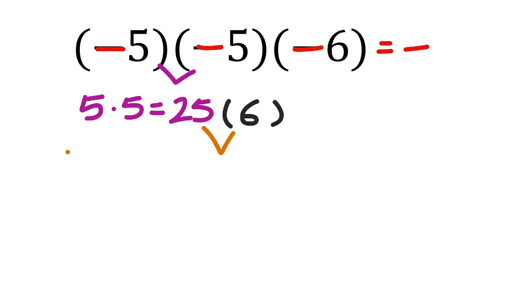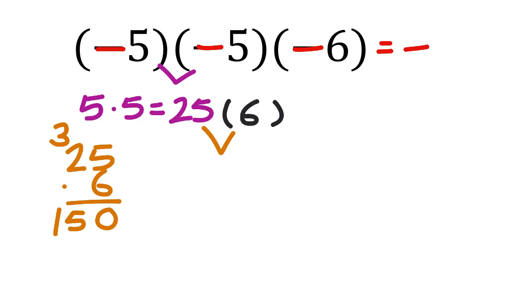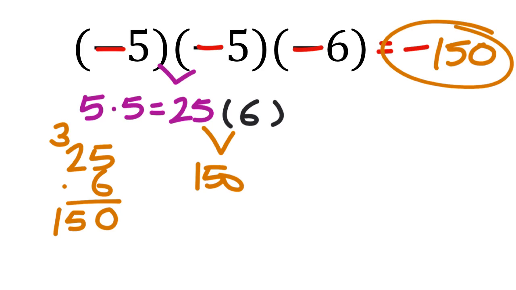And 25 times 6. So we'll use long multiplication for this. 6 times 5 is 30, carry the 3. 6 times 2 is 12, plus 3 is 15. So I get 150 out of that. Now again, the 150 is not the answer because I need that negative tacked onto it as a negative 150.